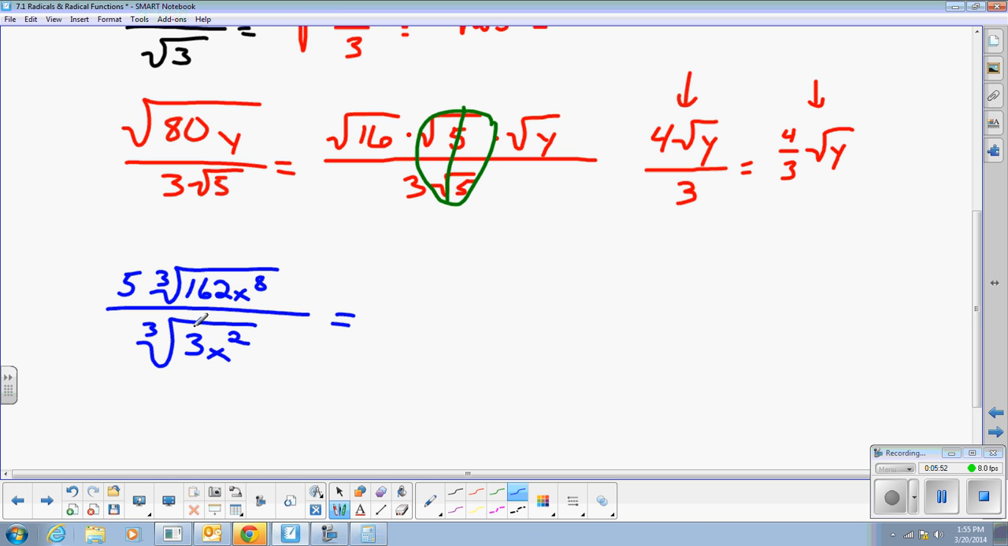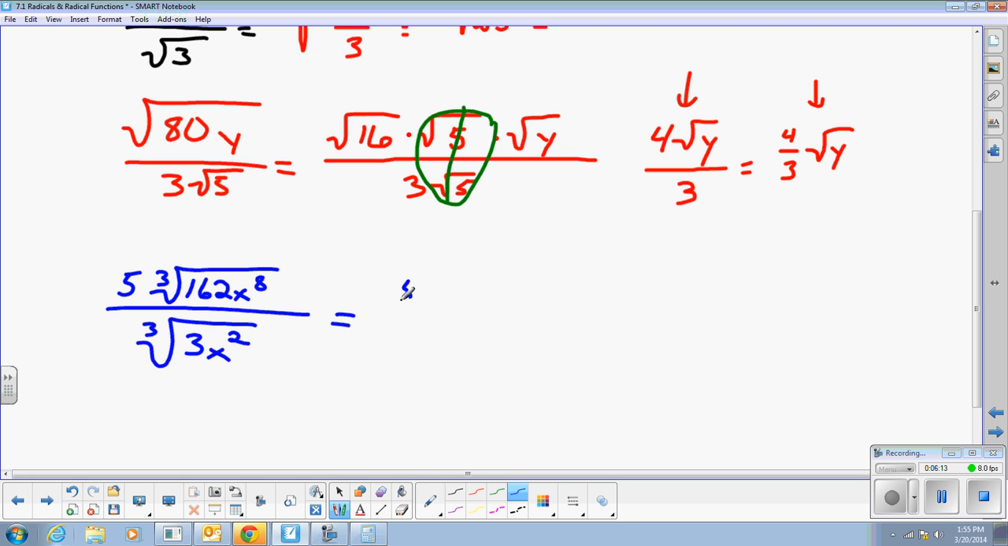Well, the divisibility test for 3 is if you add up the digits, 1 plus 6 plus 2. 1 plus 6 plus 2 is 9. Is 9 divisible by 3? Yes, it is. That means since the sum of the digits is divisible by 3, the number itself is divisible by 3. So I am going to do this.